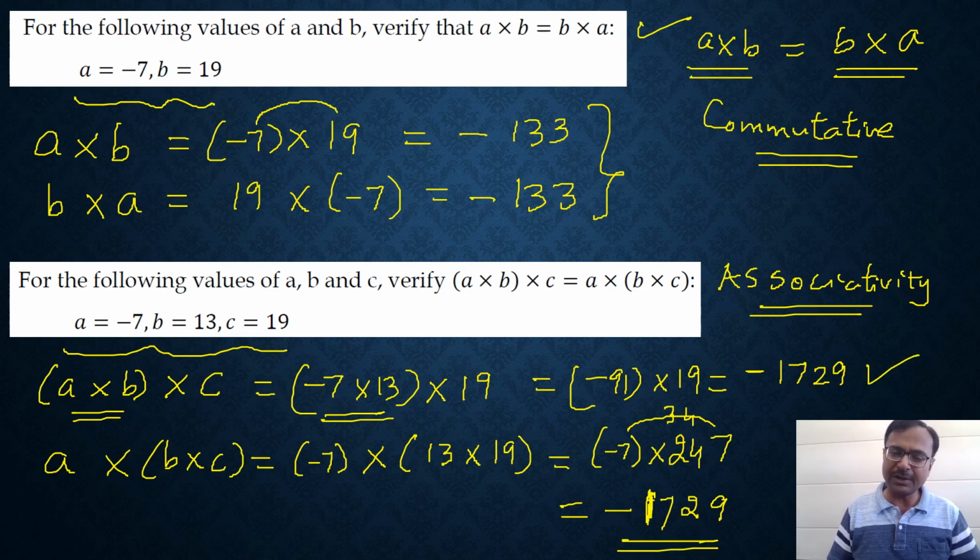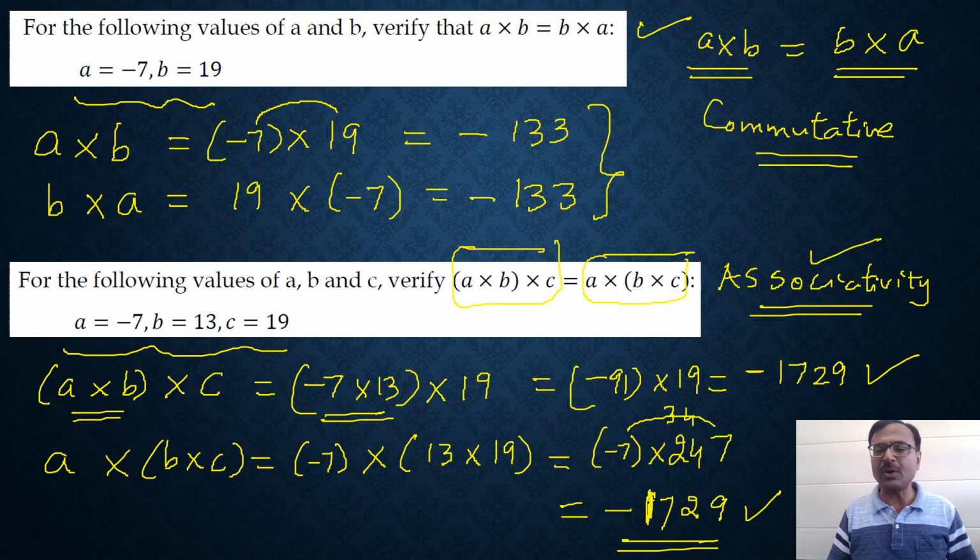So the two answers, that is the left hand side and the right hand side of the property associativity, are exactly the same. So associativity also holds good, or the associative property holds good in case of multiplication of integers.